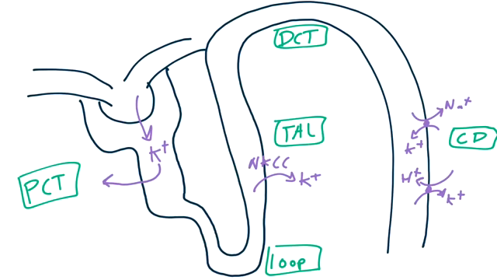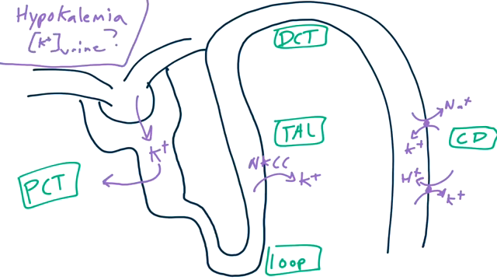Let's say there is a patient who has muscle cramps, heart arrhythmias, and an EKG which shows a flattened T wave, and you suspect hypokalemia. We'll write hypokalemia. If this patient has hypokalemia, what would you expect to happen to the concentration of potassium in the urine, and why? So we'll just leave our question up there and we'll come back to it.